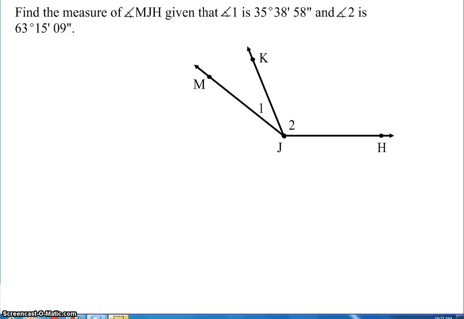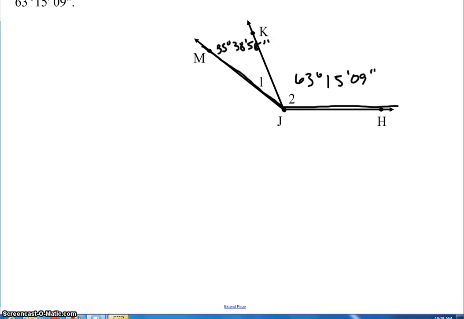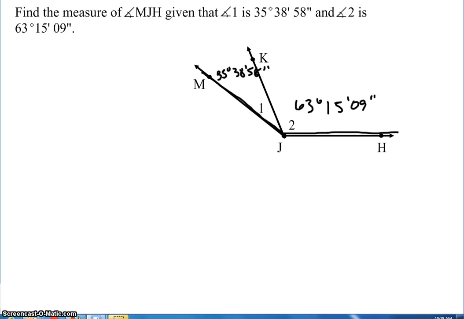Find the measure of angle MJH given that angle 1 is 35 degrees, 38 minutes, 58 seconds, and angle 2 is 63 degrees, 15 minutes, and 9 seconds. I want you guys to try this out. Find the measure of this entire angle MJH, knowing those two angles are that much. I think you can do it. So try that out, and when you are done, then you are done watching these videos. I hope you enjoyed, and I will see you tomorrow.